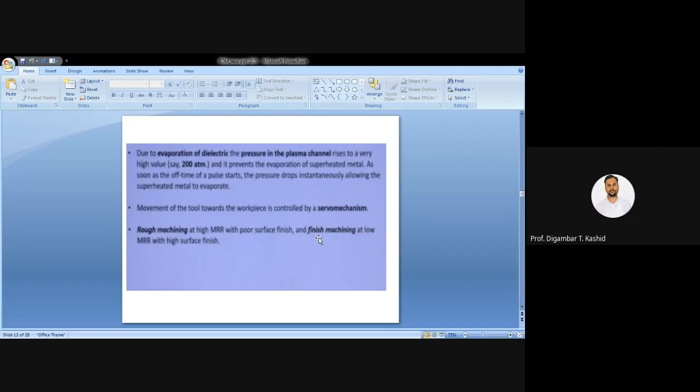So please keep in mind this last line. At a high metal removal rate, you will get a poor surface finish, so for rough machining you can go for this. For finish machining, you will get a high surface finish but a low metal removal rate.